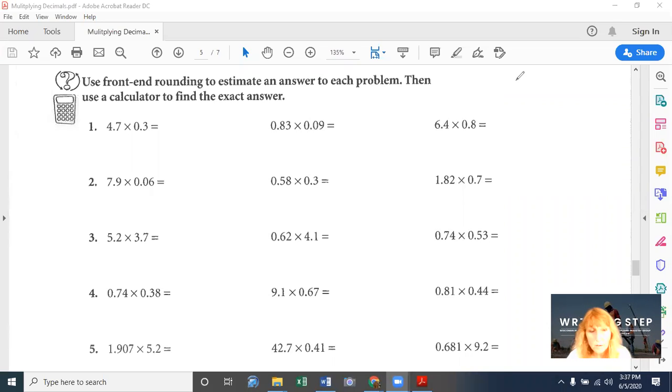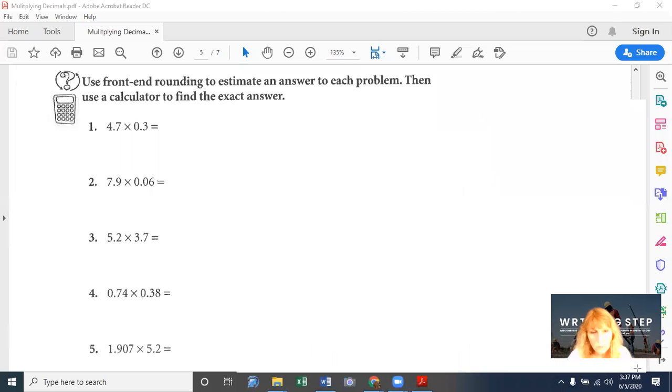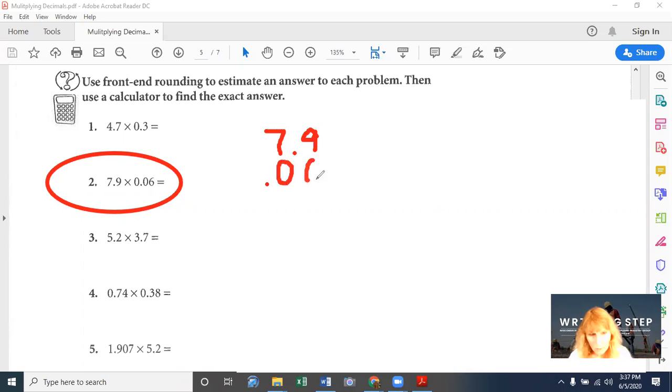Let's make another box here. And we will try number 2 right here. And we're going to use front-end estimation. So let's write our numbers: 7.9 times 0.06. And I'm going to drop again the 0 in the front. And I'm going to use my front-end estimation. So 7.9, we're going to round to the 7. So we're going to look at the number next to it on the right. If it's 5 or more, we're going to round up. So we're going to round that up to 8.